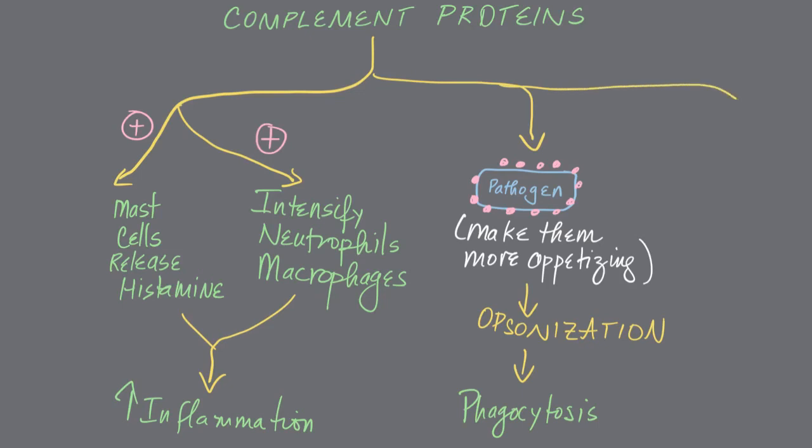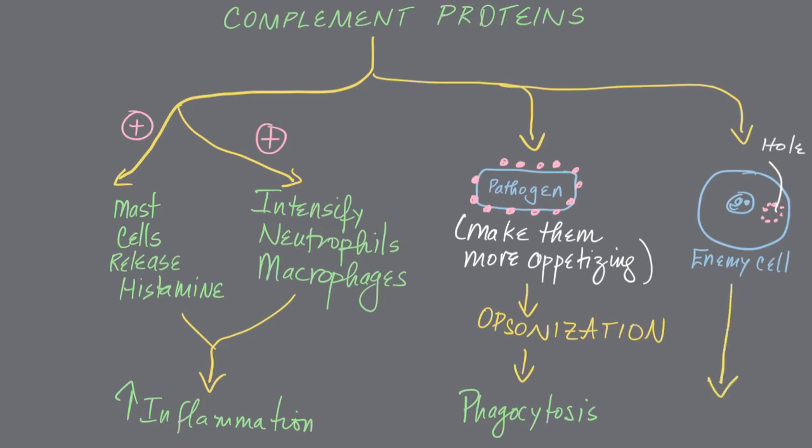The next function of the complement proteins is to make holes in the pathogen or any enemy cell. It is not unlike what happens with the perforins. Here, the complement proteins make multiple holes on the enemy cell, causing the enemy cells to be destroyed. We call this cytolysis. Cytos means cell, lysis means breakdown.